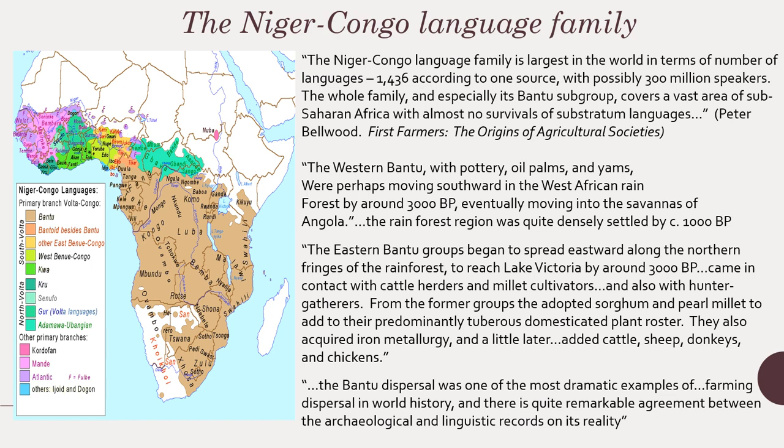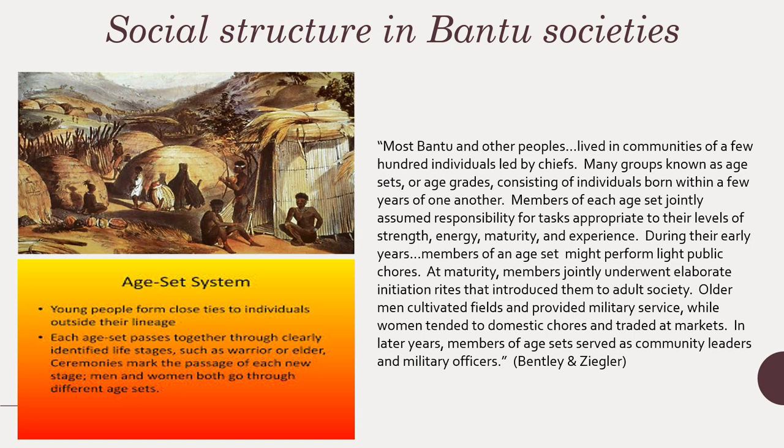The Bantu dispersal, again the same source, was one of the most dramatic examples of farming dispersal in world history, and there is quite remarkable agreement between the archaeological and linguistic records on its reality. So, among other impressive features, just the sheer amount of territory that they covered and spread into successfully is quite astonishing. As far as social structure in Bantu societies is concerned, I'll read a quote and then comment as I go along, this time from our textbook authors, Bentley and Ziegler.